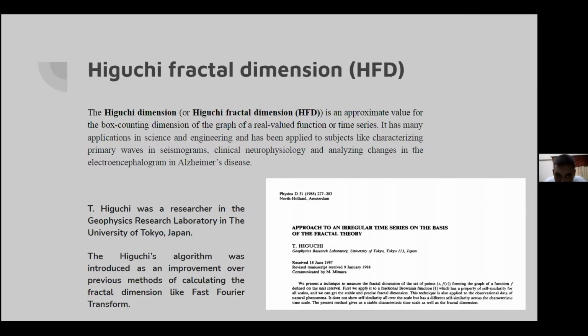So then Higuchi was a mathematician who developed an exponent called Higuchi fractal dimension for one-dimensional time series. And it's a very easy algorithm. I will show in the next slide that it's a very easy algorithm for seeing if time series data contains fractality in them.